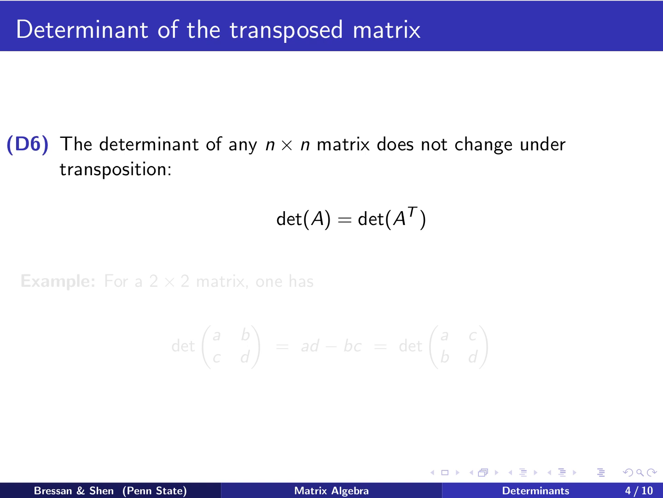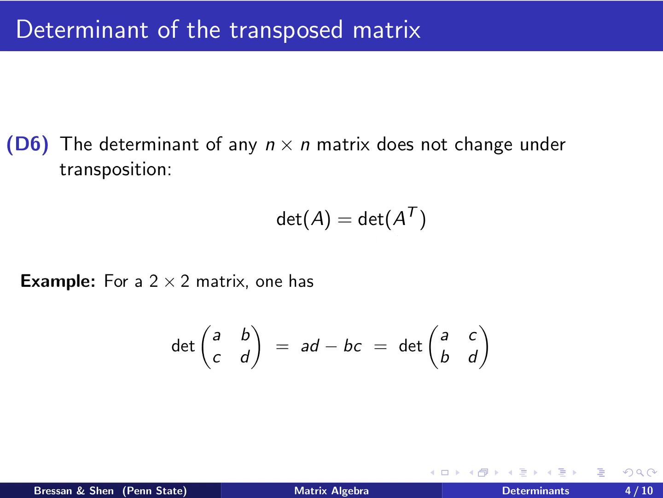So property number 6 for the determinants regards the transpose matrix. The determinant of a square matrix does not change under transposition. So determinant of A equals determinant of A transpose. We can take the example of a 2 by 2 matrix, where we can write it out explicitly. The determinant of a 2 by 2 matrix is the product of this diagonal minus that diagonal. So it's AD minus BC.